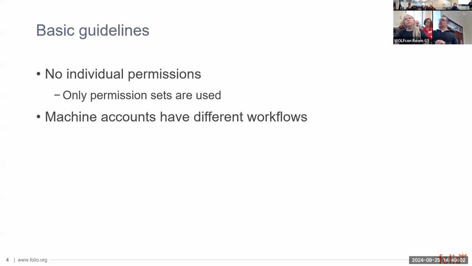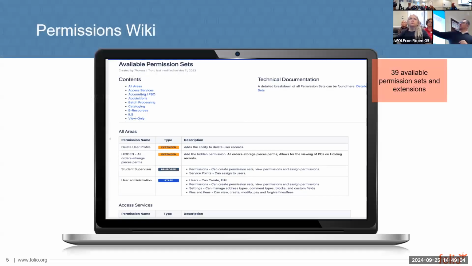This is our example of our wiki page. This is open to the public. So if you go here, we have 39 permission sets available. It's broken down by area, so you can see which area is what. It'll tell you what the actual permission name is and a description. And the description in here is human readable. I actually have another page that lists out the permissions that are assigned to each one of these.